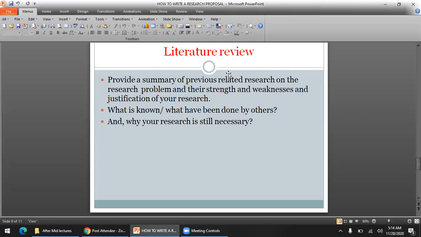So you will study the work of those people, like books, articles, journals, and online sources, and what other people have done before your research, and why your research is still necessary. You will find out the gap from the work of other people. If you are doing your research, then before doing your research, you will study the work of other people. Okay, that is called literature review.